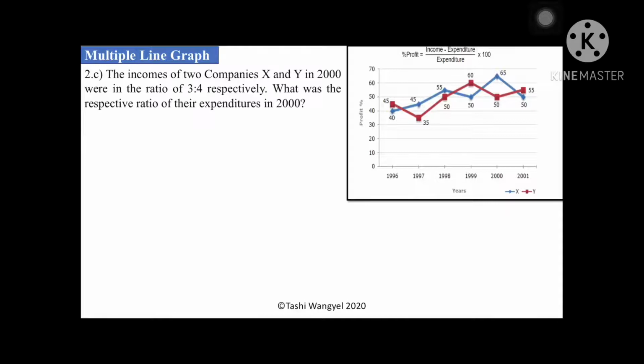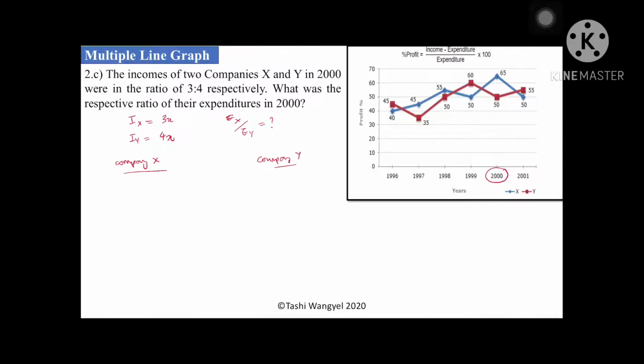Part C: given the incomes of two companies X and Y in 2000 were in the ratio 3:4, what was the respective ratio of their expenditures in 2000? The incomes are in the ratio 3:4, so we can assume the income of X as 3x and the income of Y as 4x. The question asks for the ratio of the expenditure of X to the expenditure of Y.